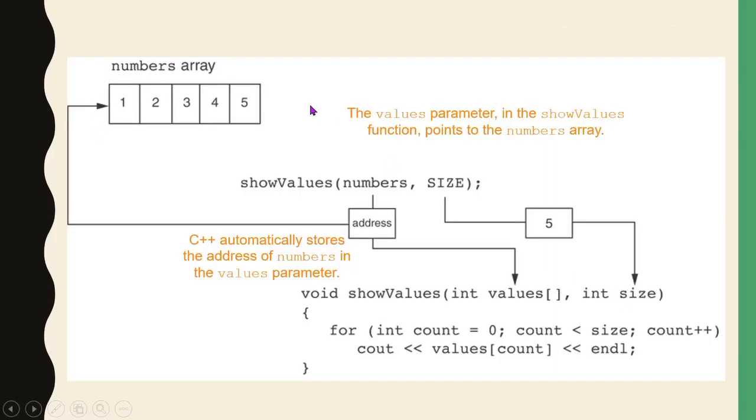So here's the numbers array, 5 elements. And when I actually pass numbers to the showValues function as an argument, it takes the memory address of the very first element of numbers and places it inside of values here. So values is now just another name for numbers, and it contains the same memory address that numbers does. So we can use values as the array name in this function.